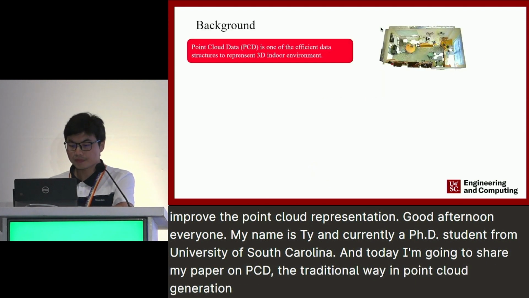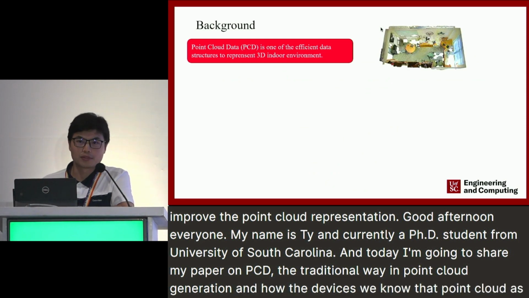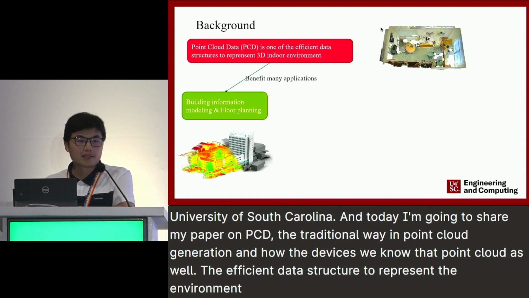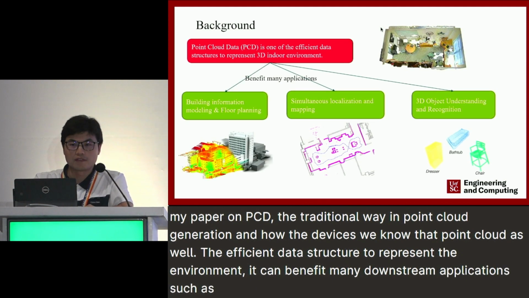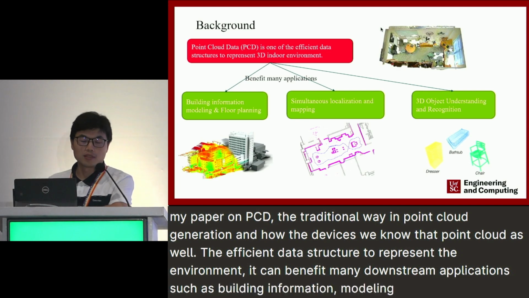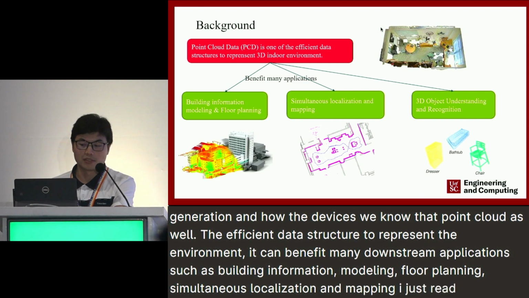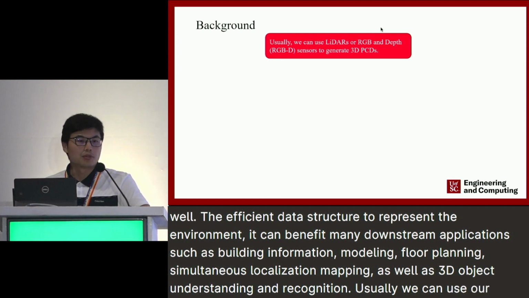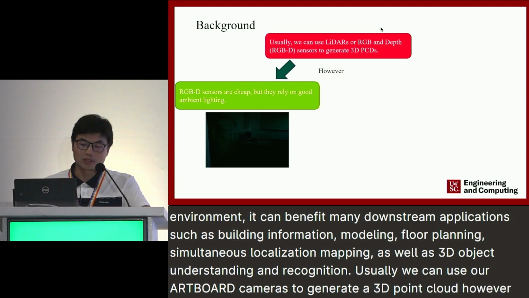devices. We know that point cloud is one of the efficient data structures to represent 3D indoor environments. It can benefit many downstream applications, such as building information modeling, floor planning, simultaneous localization and mapping, as well as 3D object understanding and recognition. Usually, we can use LiDAR or RGB-D cameras to generate a 3D point cloud. However, both of them have their own shortcomings.